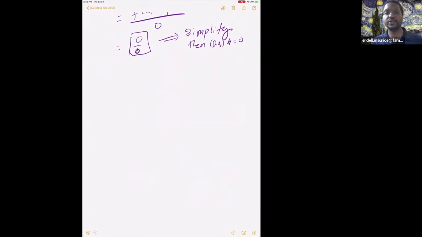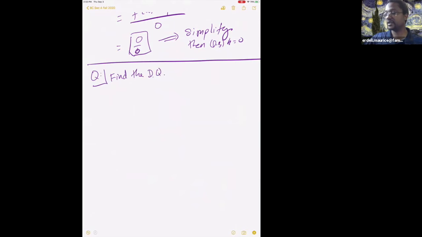We will do this through an example. So normally, this is how a question would be worded on the test. It would say, find the Dairy Queen nearest to you and bring your professor some ice cream. Find the difference quotient of f of x equals 2x squared minus 3x plus 4 at x equals 3. That's what the question would look like.